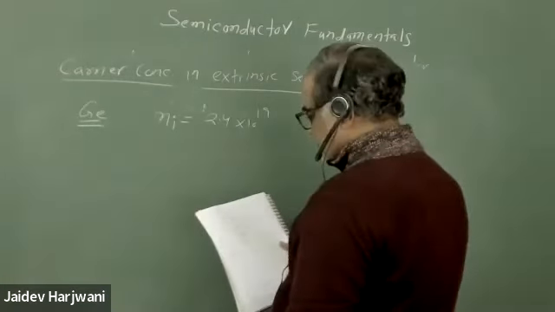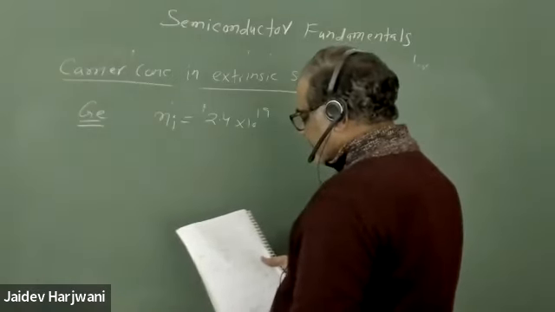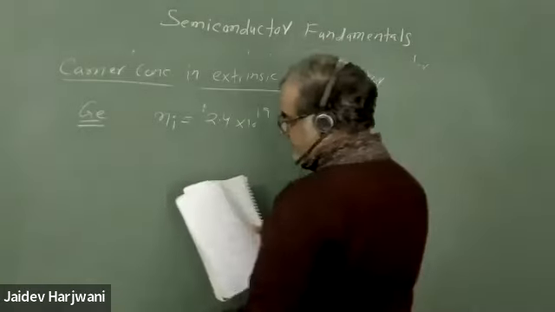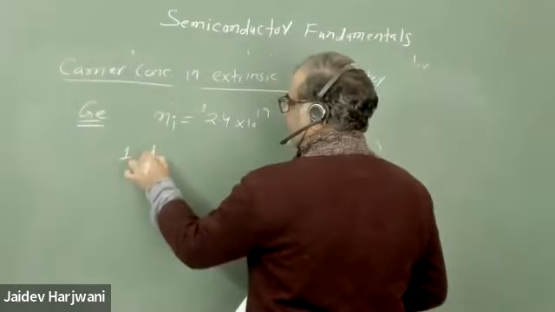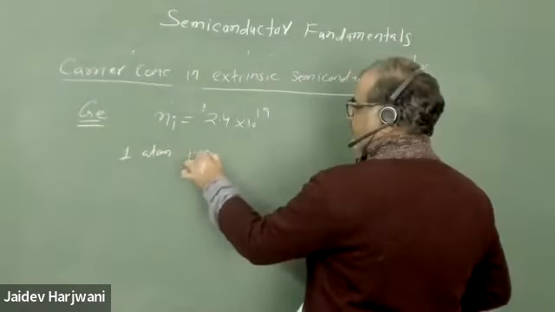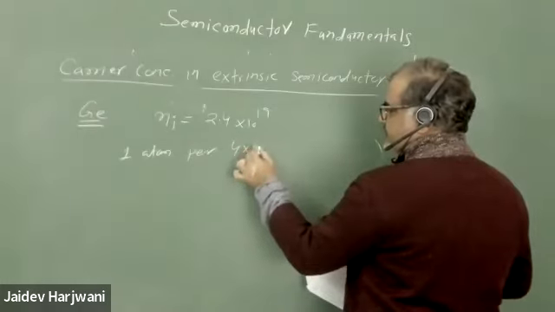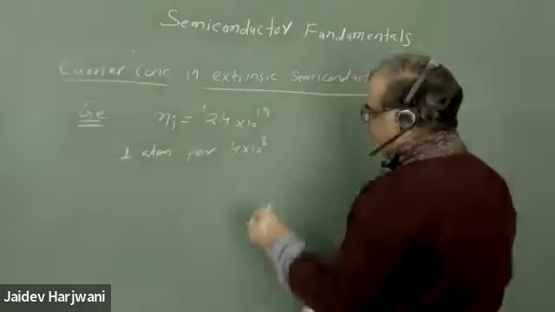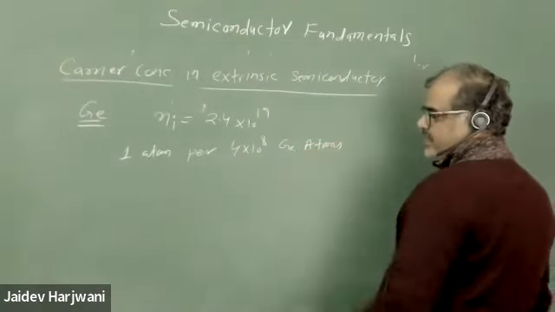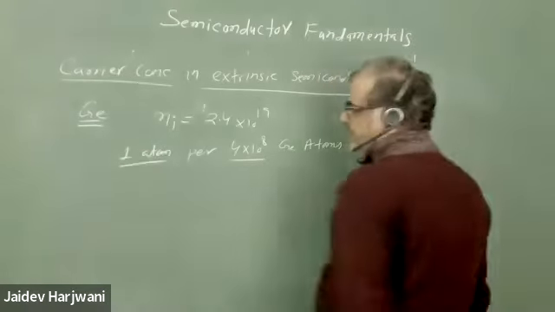It says the material is made extrinsic with doping, indium doping, and the doping is one atom per 4 into 10 raised to power 8 germanium atoms. So this is your doping. For each this many atoms, they are doping one atom.